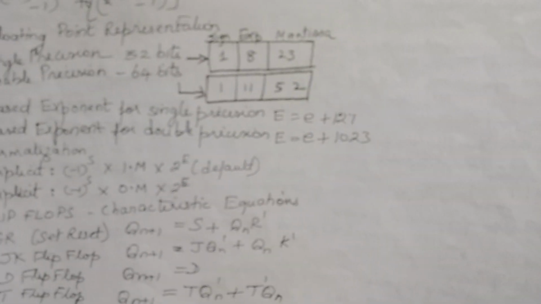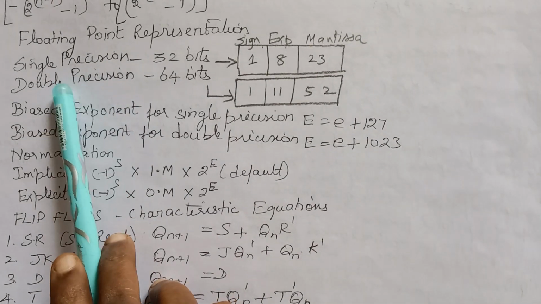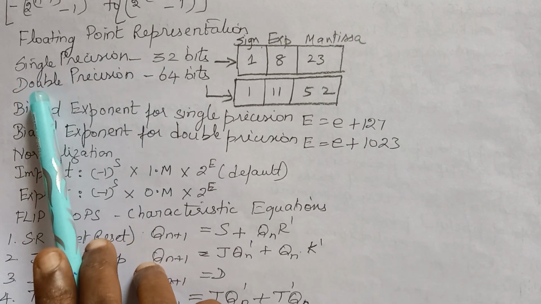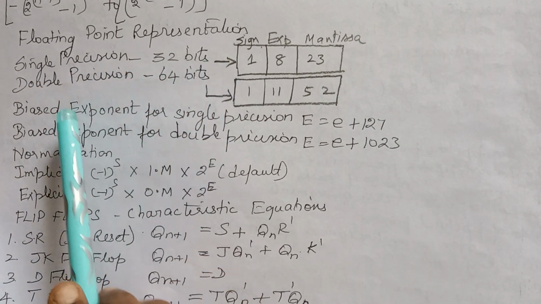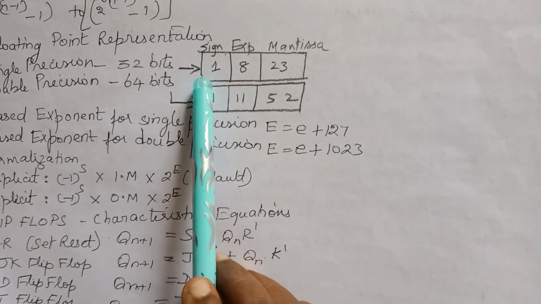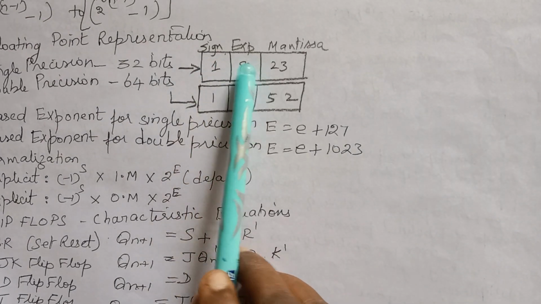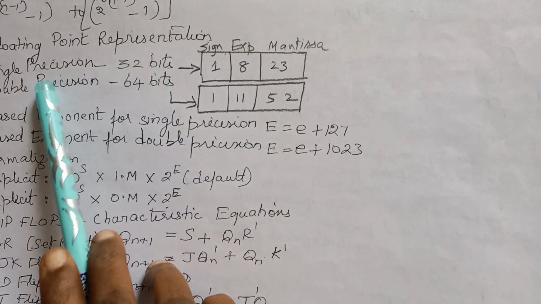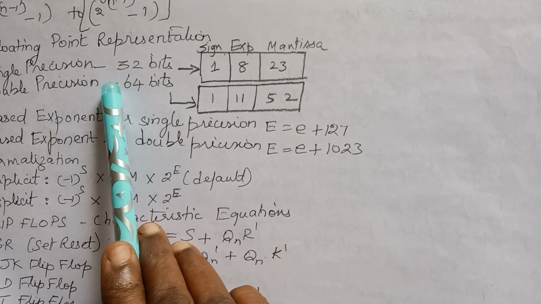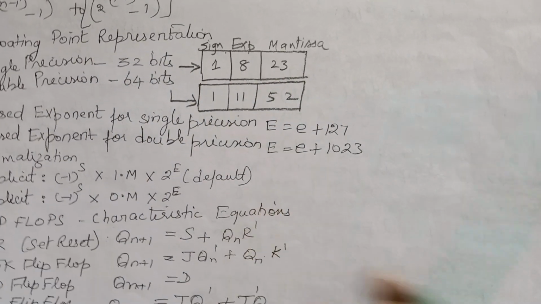So then what is the floating point representation? Floating point representation can be represented in single precision or double precision. Single precision means 32 bits. Double precision means 64 bits. And this is the structure: we have a sign bit, exponent and mantissa part. For single precision it is 1, 8 and 23. For double precision it is 1, 11 and 52.